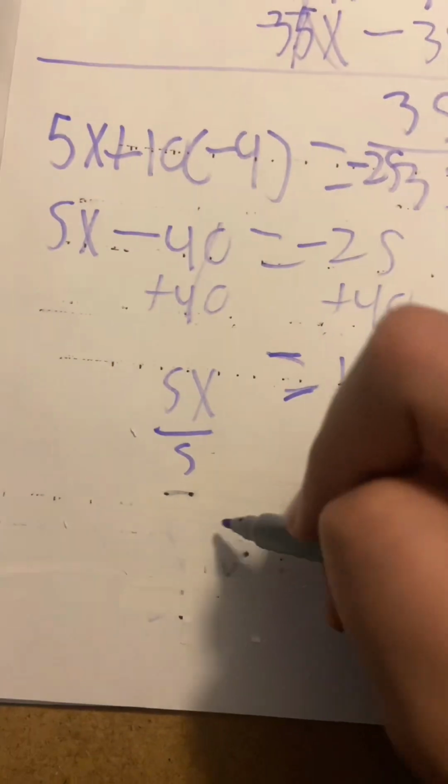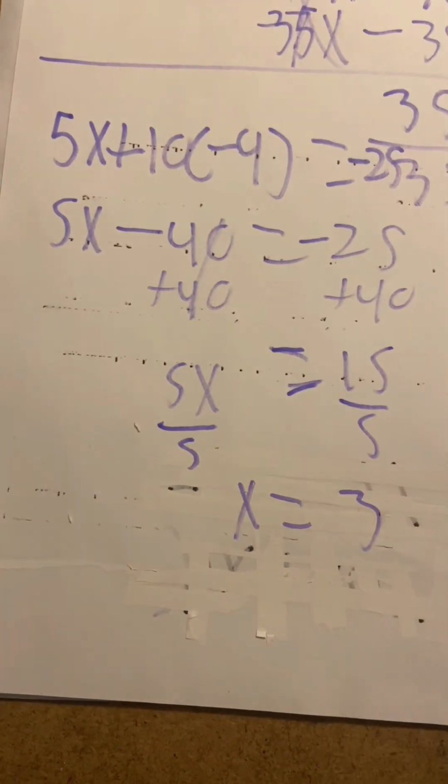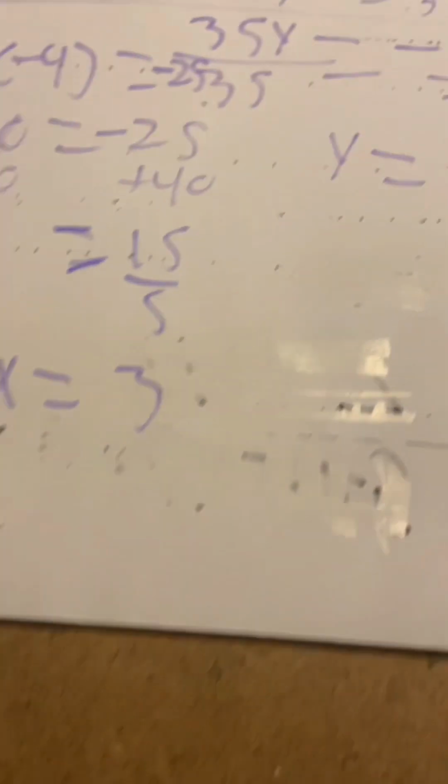Now you have to get x by itself. So you divide 5x by 5, and you also do it to the other side. So x equals 3. So now since you solved the equation, you now have your x and y.